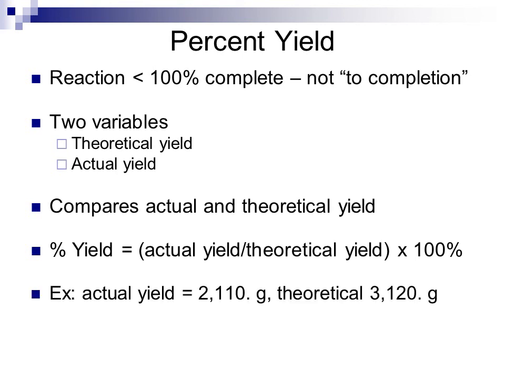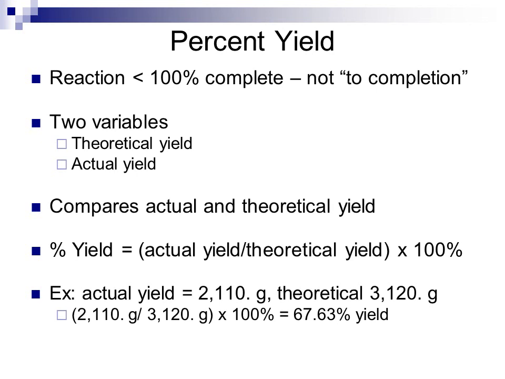So for example, if I have an actual yield of 2,110 grams and a theoretical yield of 3,120 grams, my percent yield would be 2,110 divided by 3,120 times 100%, which would give me a 67.63% yield.